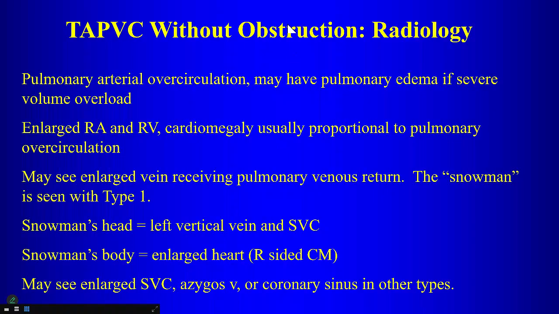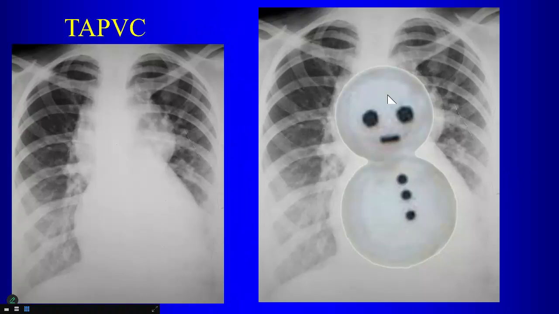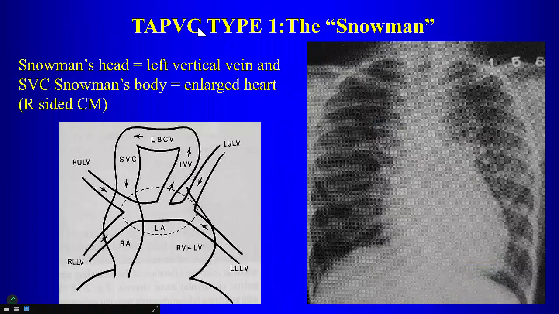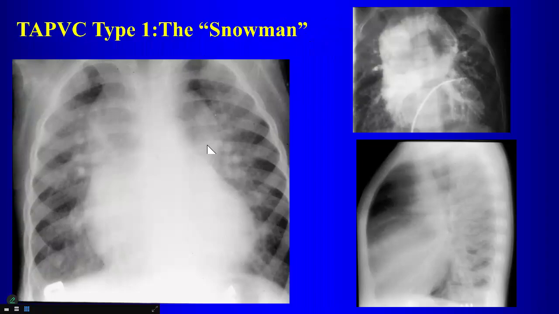Okay? If there's no obstruction, you'll have increased pulmonary blood flow, you'll have cyanosis, right-sided chamber enlargement, the snowman sign here, of course, the head of the snowman we talked about, the body of the snowman is the big heart. Okay? So there's your snowman, right? Total anomalous pulmonary venous return, type 1. So you get the snowman because of all these dilated veins here. That's what gives you the snowman on the plain film. There it is. Here it is angiographically.